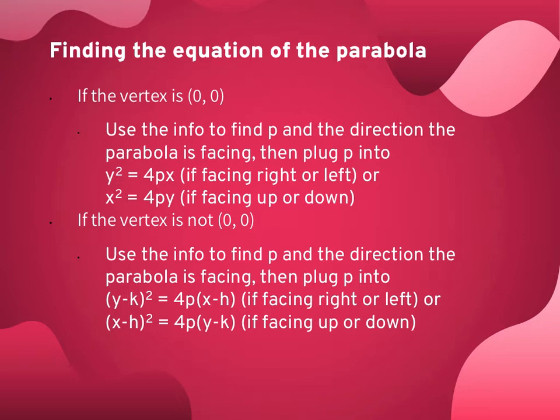If your vertex is not at 0, 0, then we're going to use that longer equation that includes the h and the k. And again, if it's got the y minus k squared equals 4p times x minus h, that'll be facing left and right. And then when it's that bottom one with the x minus h squared, that would be facing up or down. And again, your p-value tells you how they're going to face, if it's up or down or left or right. So let's go ahead and try some examples.